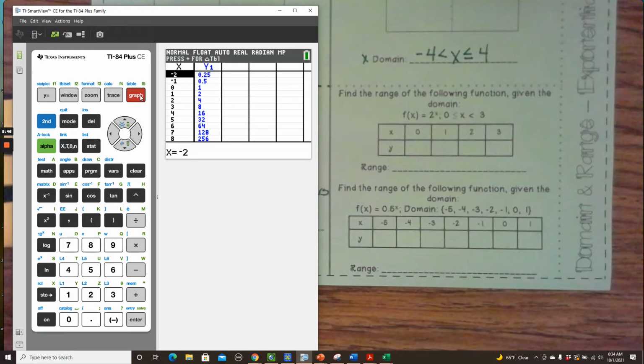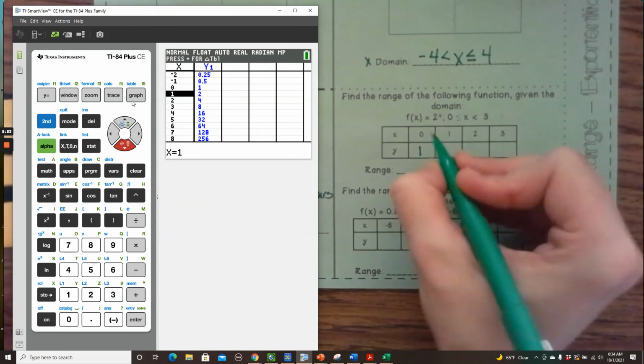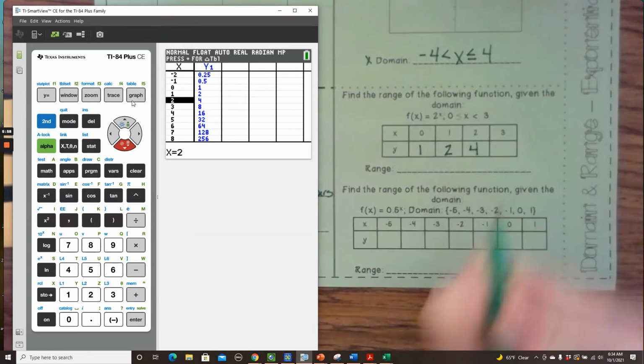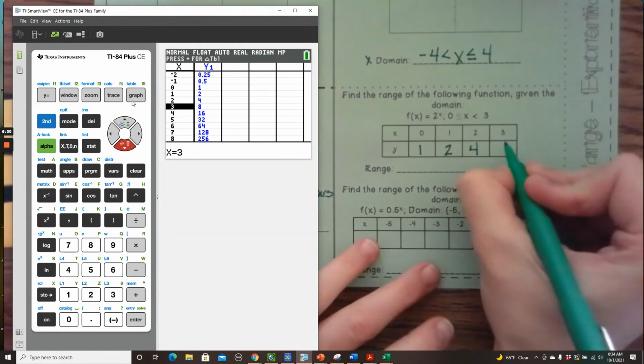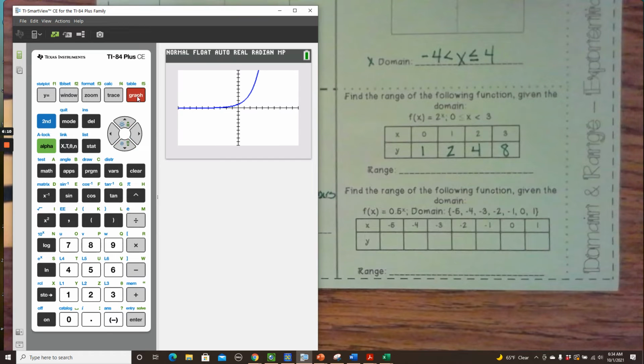So second table, so when x is 0, y is 1. When x is 1, y is 2. When x is 2, y is 4. And when x is 3, y is 8. So there's 2 ways that we can write this range. If we're talking about the graph, where x is 0 to where x is 3. Okay, so we're talking about the equation.